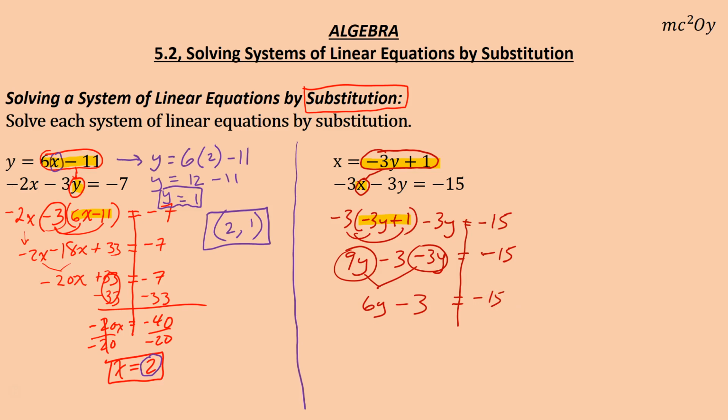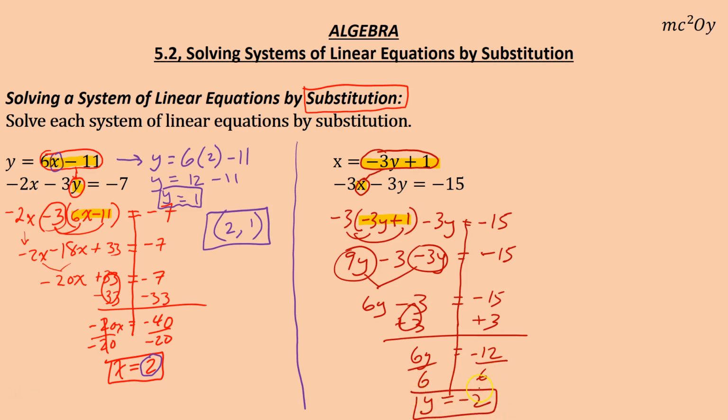I'll now start moving things over because I can't simplify anymore. They're subtracting 3, so I'm going to add 3. It gives me 6y is equal to negative 12. Divide by 6. So 1y is negative 2.